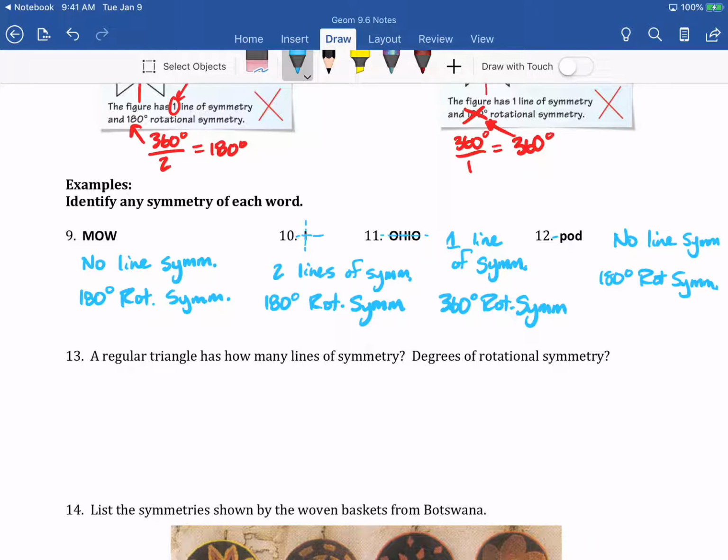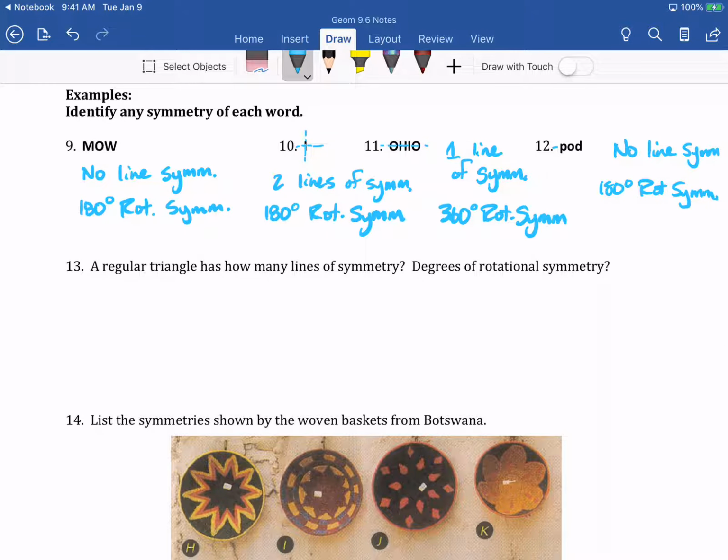Okay. All right, we've got two more examples here, so just hang in there, guys. 13 says a regular triangle has how many lines of symmetry? Well, let's draw a regular triangle, and if you remember, regular means it's the same sides and same angles, so this would be an equilateral triangle is what they're talking about.